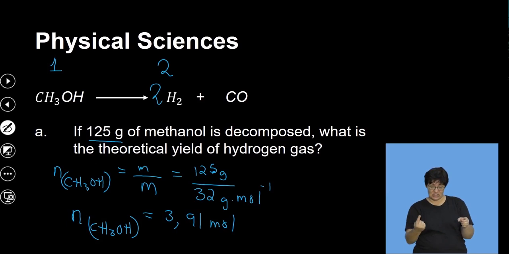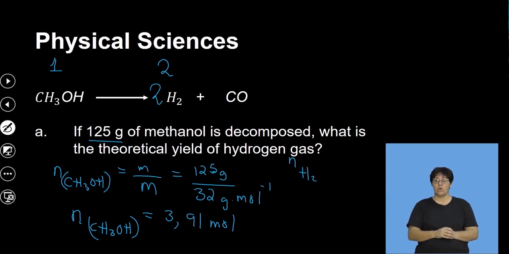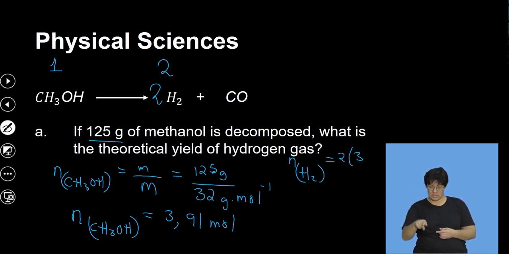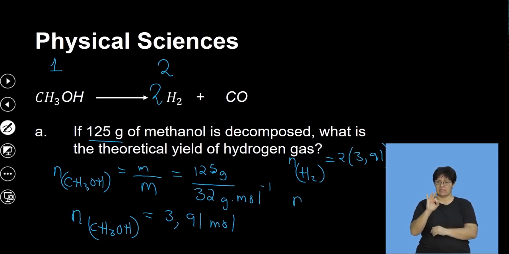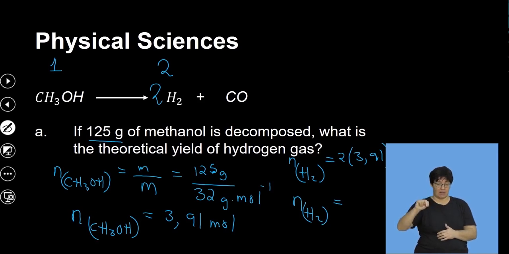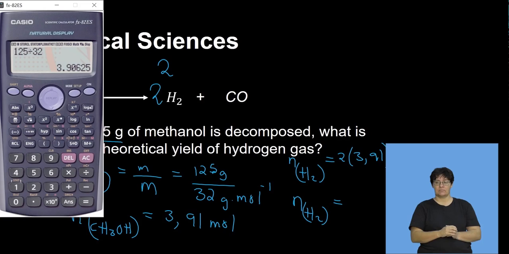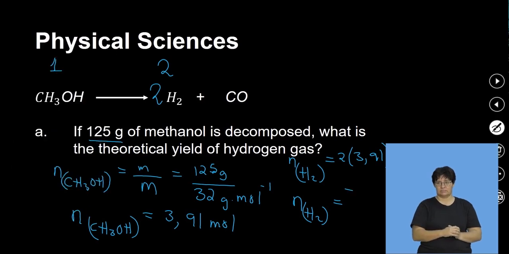Now, every mole of methanol gives us double the number of moles of hydrogen. In other words, the number of moles of hydrogen based on the stoichiometric ratio of 1 to 2 is 2 times the number of moles of methanol. So it's 2 multiplied by 3,91. Going back to our calculator, that's 3,91 multiplied by 2. What do we get? It gives us 7,81 moles, all right? So that's the number of moles.